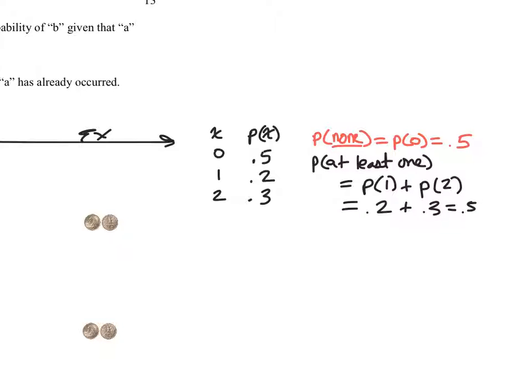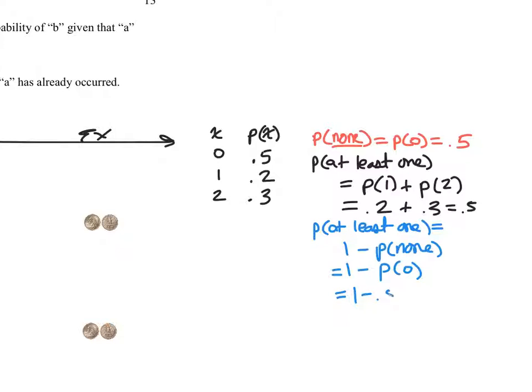But the other way to go about it would be to say the probability of at least one is equal to 1 minus the probability of none. So 1 minus the probability of 0 successes, which would be 1 minus 0.5, which is in turn 0.5 also. All right, so basically at least one could be thought of as everything except for the part that you don't want, which is the none. Let me make that red.